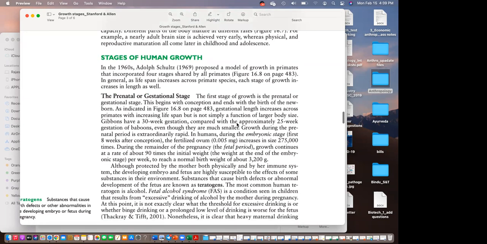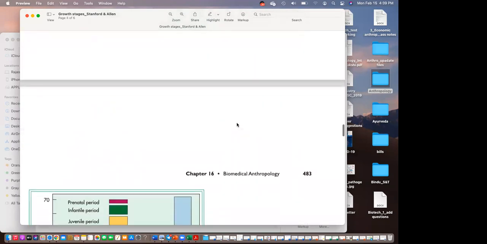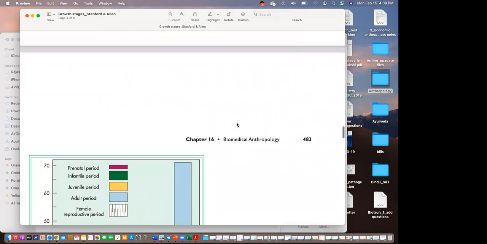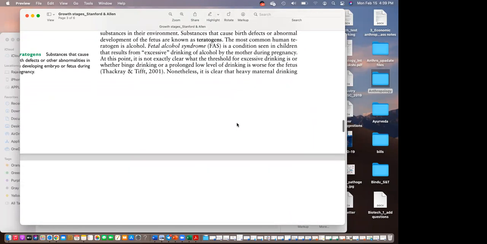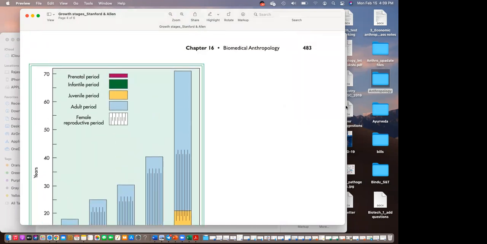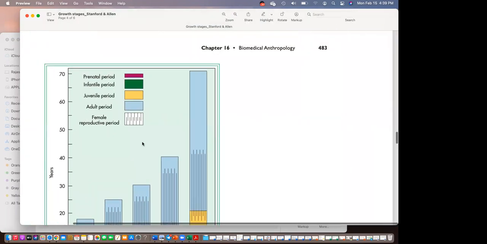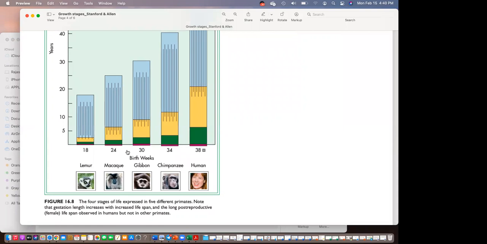And stages of human growth, as an alternate to what we have shown before: prenatal and gestational stage. A few other additional points are given here. It's a slightly different way of looking at the growth stages, but you already have an idea about what should come under each of them, so this shouldn't be too difficult for you. They also compared growth stages with other primates. As you see here, prenatal period and infancy, they compared with lemur, macaques, gibbon, chimpanzees. This is a comparative analysis they have done.